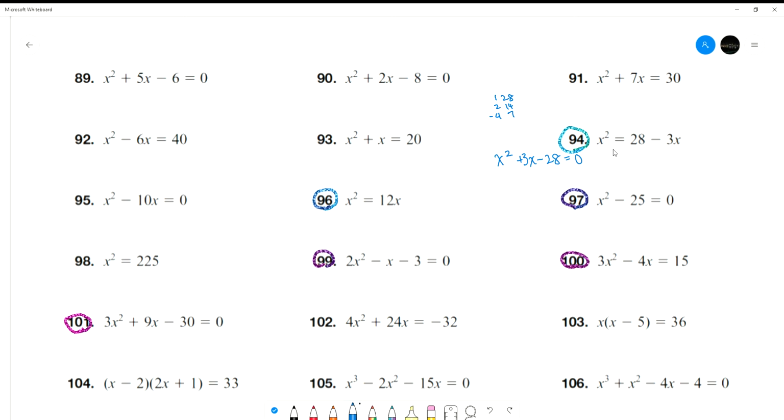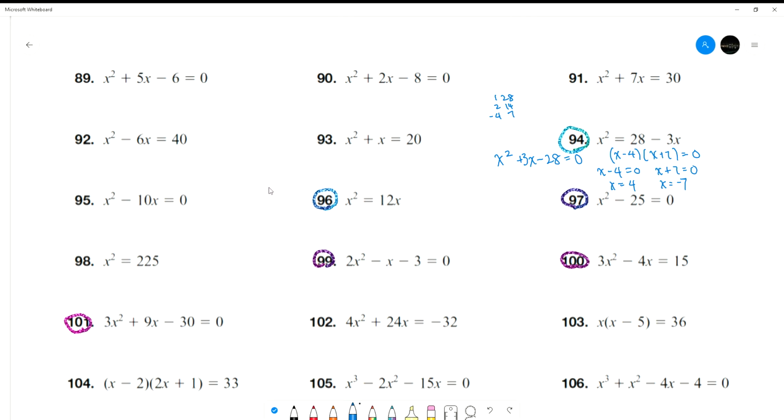So we have x minus 4 times x plus 7 equals 0, right? And you set each factor equal to 0 using our zero factor rule, right? And then solve for x. So you add 4 here, you get x is 4. You subtract 7 here, and you get x is negative 7. Okay, any questions with that problem? Okay, let's move on then.